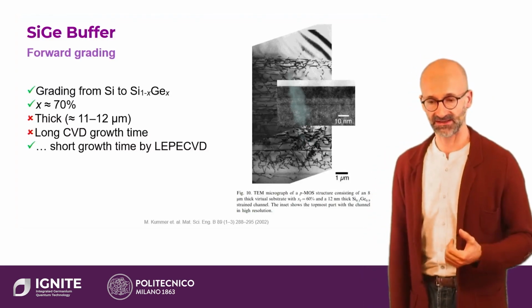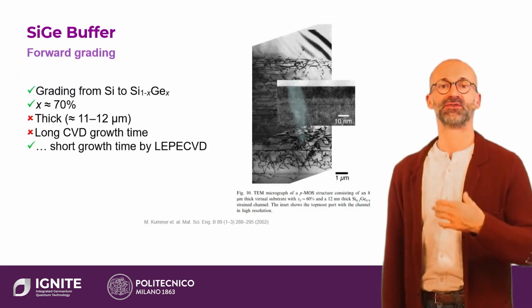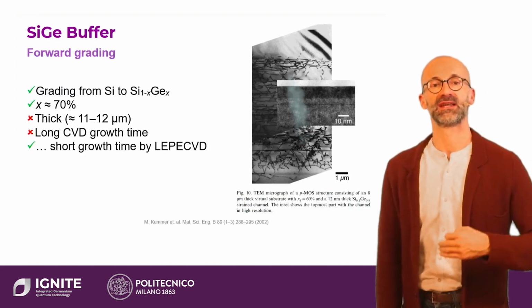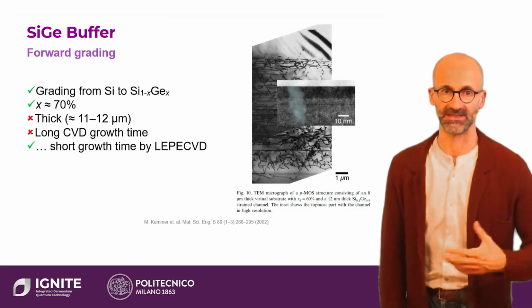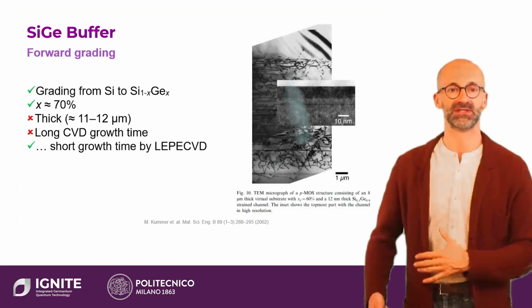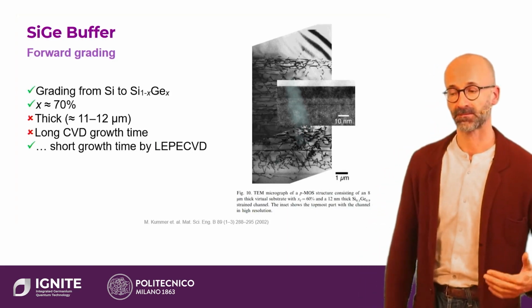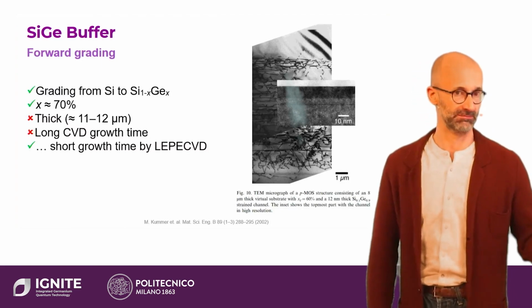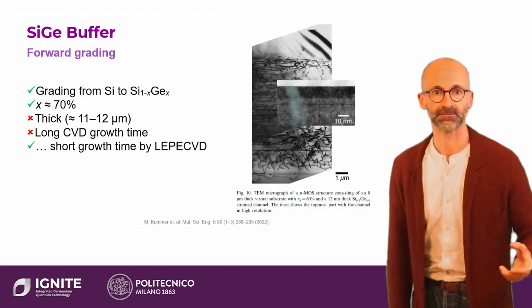Now, historically, the simplest way to do this, the most obvious way to do this, as I said, is to start from pure silicon and then reach some final composition of silicon germanium, in this case, about 70%. And this means that the difference between the 70% graded buffer and the pure germanium channel is low enough that then we get this growth mode B for the germanium channel.